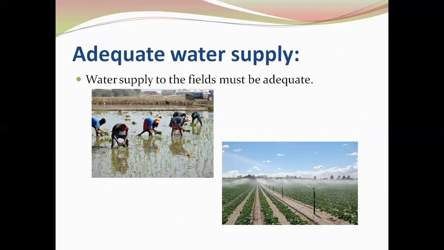That means a balanced amount of water, because some crops need more water to grow and some crops need less. So water supply to the fields must be adequate. Too much or too little water is dangerous for crops. Some crops such as rice require 3 inches of standing water, whereas beans and many similar crops do not require much water, and farmers have to be very careful with the amount of water which they let into their fields. Too much or too little water can destroy an entire harvest.